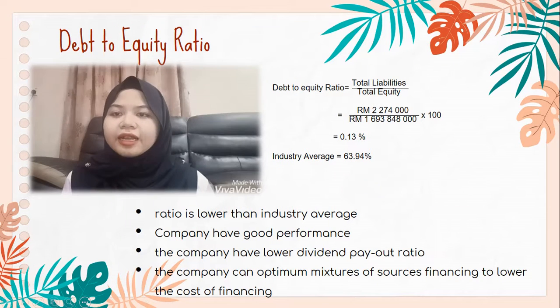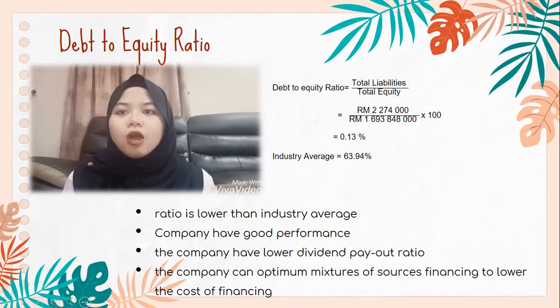Now, I will present the debt to equity ratio. Based on the calculation that you can see here, it shows that the company has a lower ratio than the industry average. This shows that the company has a good performance. The lower debt to equity ratio shows that Housing Plantation Holding Berhad uses more equity and less borrowing or loan as the sources of financing.